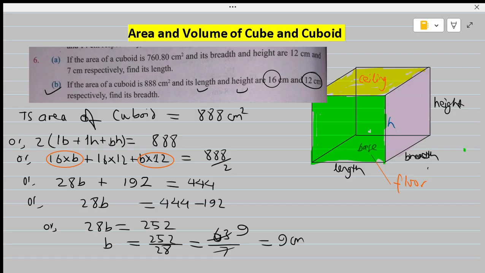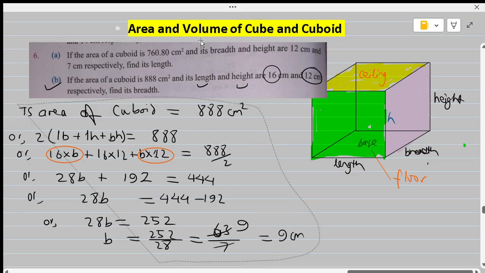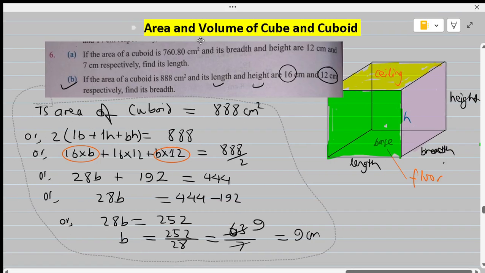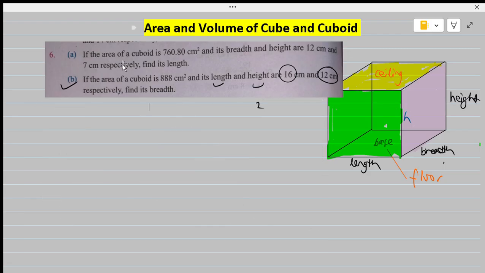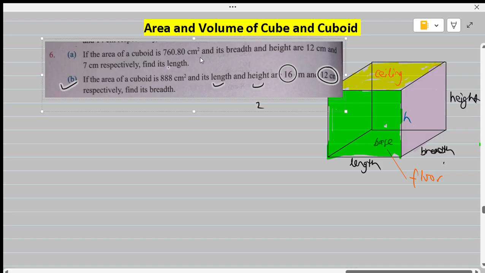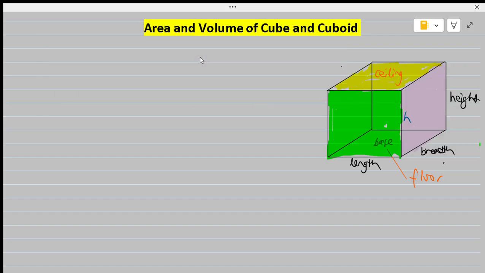So I made it clear with number 6. Now I move into number 7. So before that, let's make this clear. Number 7.